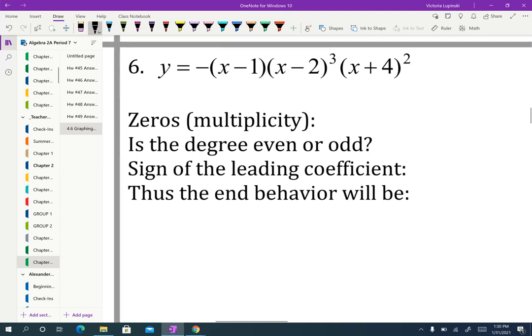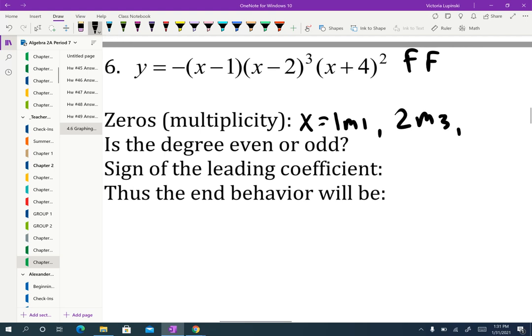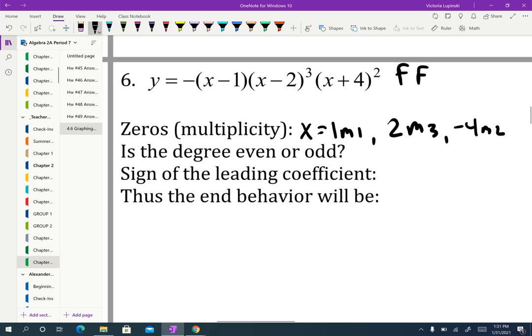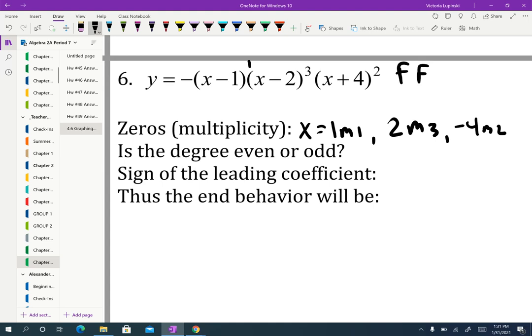And again, notice that we are only in factored form here. So remember, all the rules about factored form have to be applied. So when it comes to the zeros, that x minus 1 is going to give me a 1, M1, followed by a 2, M3, followed by a negative 4, M2. Because this is in factored form, in order to find the degree, you have to add up all the x's. So that would be 1 plus 3 plus 2. That's a total of 6, which is even. The sign of the leading coefficient is negative, so this end behavior is going to be down, down.